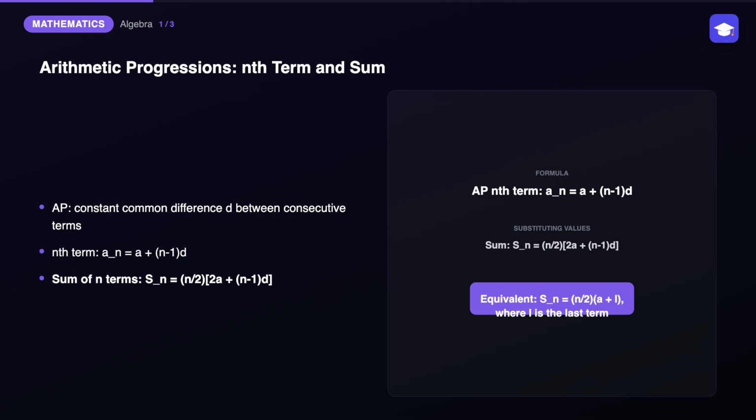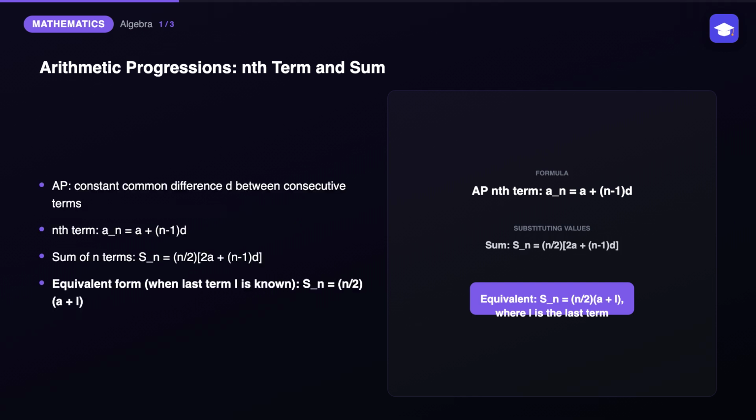The sum of the first n terms of an AP is given by S_n equals n over 2 times (2a plus (n minus 1)d), or equivalently, and often more conveniently when you already know the last term, S_n equals n over 2 times (a plus l), where l is the last term, essentially just n times the average of the first and last terms.